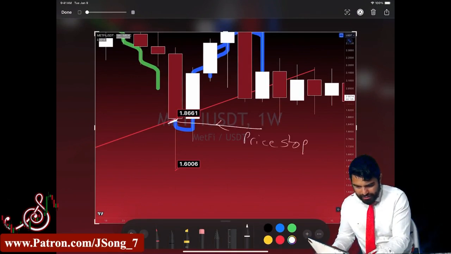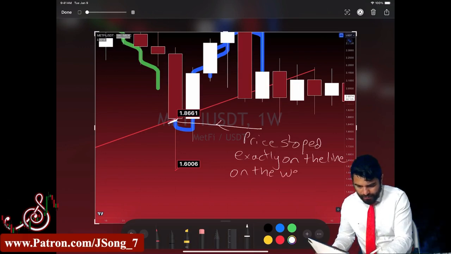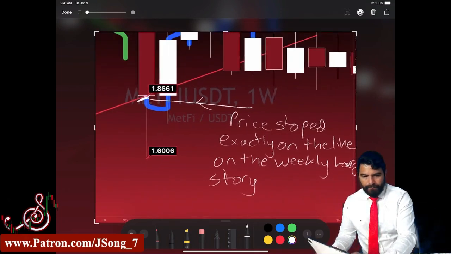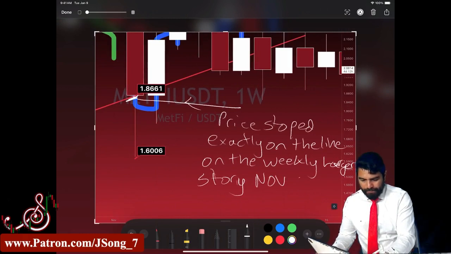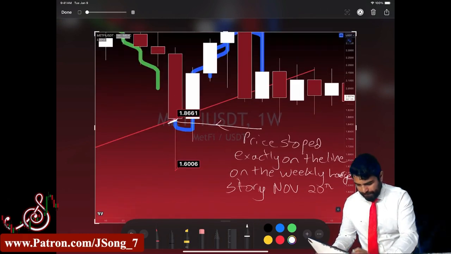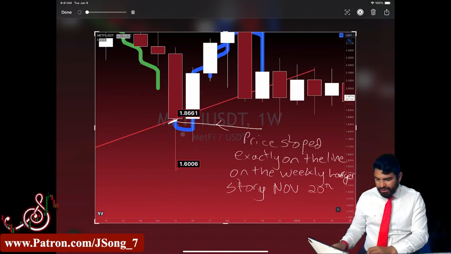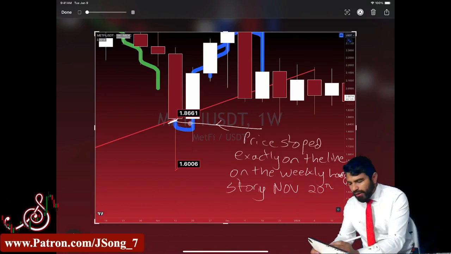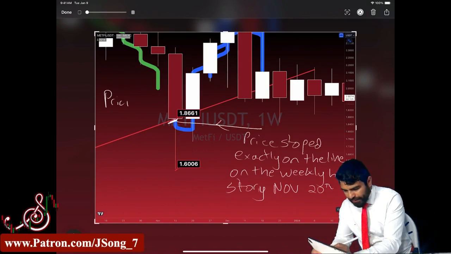Price stopped exactly on the line on the weekly, larger story. Okay? November 20th. What is the answer? The answer is the principle of the hard close. Principle of the hard close. We teach this in Sword Method.